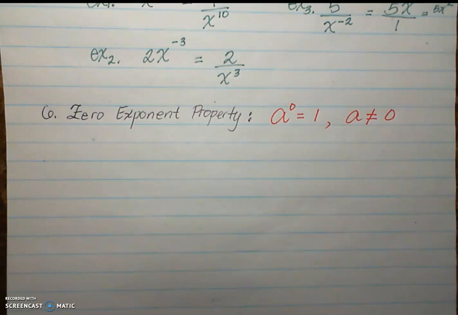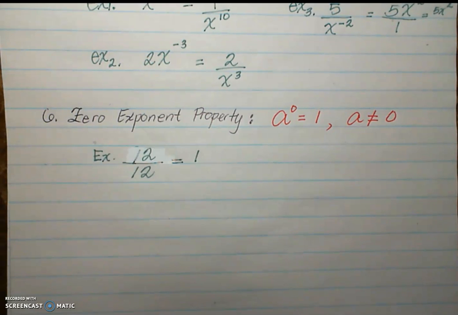The next property is the zero exponent property, which is: any number raised to a zero power is equal to 1, provided that the base is not equal to 0. So I'd like to use the example 12 over 12. You know every number that is divided by itself is equal to 1. And how is that applied to the power of 0? So 12 has an exponent of 1, over 12, which has an exponent of 1.